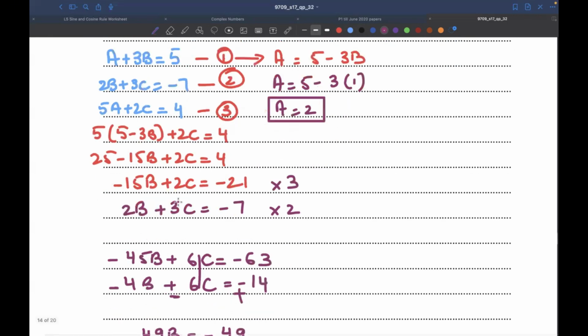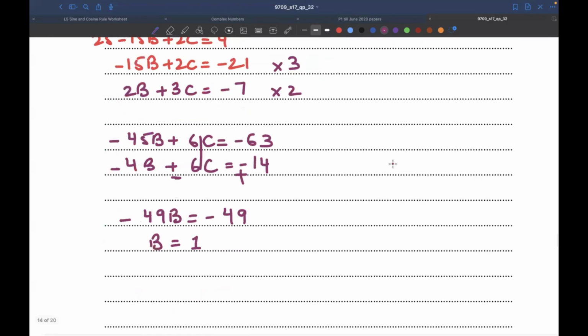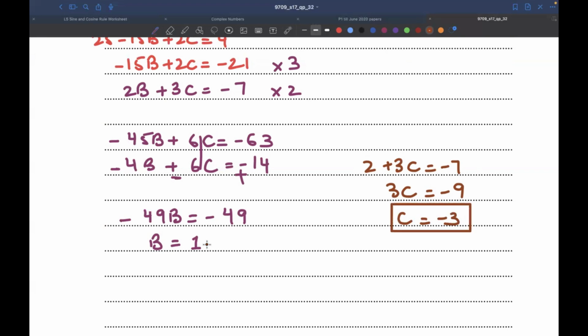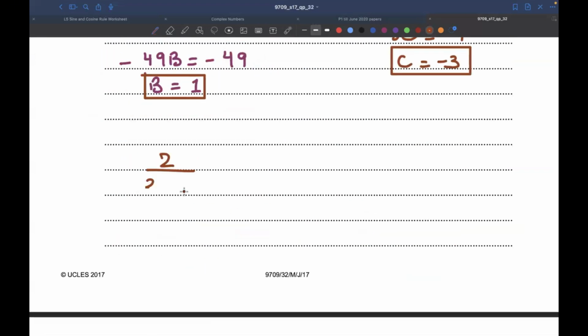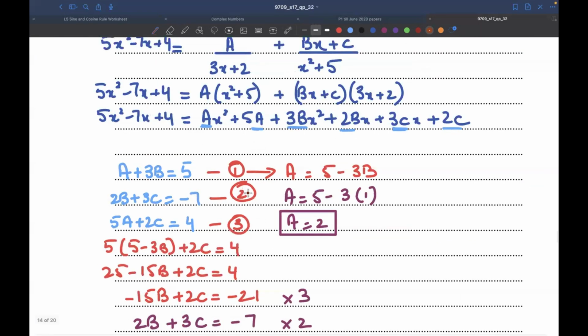And 2b plus 3c equals -7. We can use any equation. So 2b will become 2 as the value of b is 1. So we can write it as 2 plus 3c equals -7. 3c will be equal to -9, and the value of c will become -3. So now we have the partial fractions. We can write the final answer as a is 2, so 2 upon 3x plus 2, plus b is 1, so bx will become x, minus 3 as c value is -3, upon x squared plus 5.